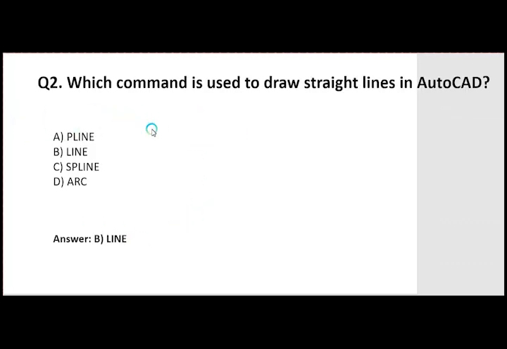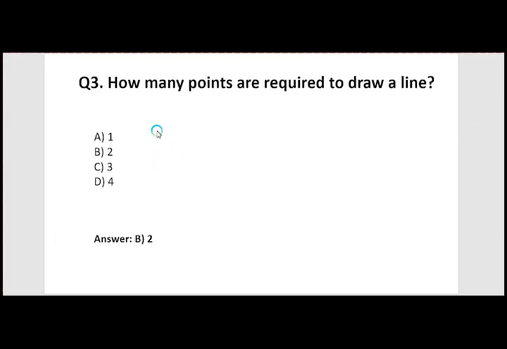Question number 2. Which command is used to draw straight line in AutoCAD? A. P line, B. Line, C. Spline, D. Arc. Answer is B, line. Question number 3 is, how many points are required to draw a line? A. 1, B. 2, C. 3, D. 4. Answer is B, 2.